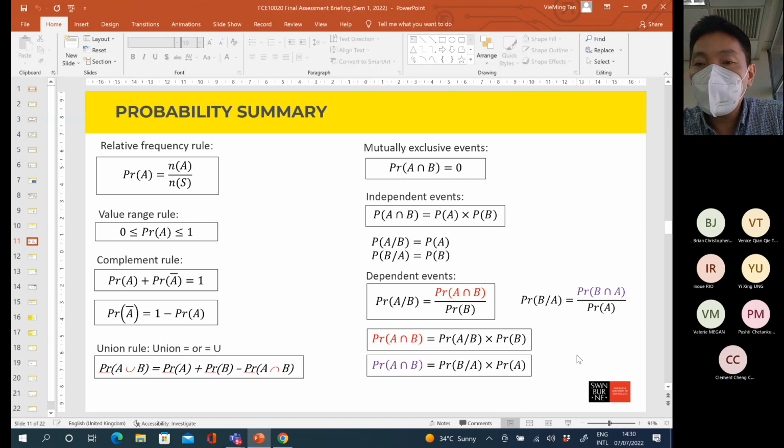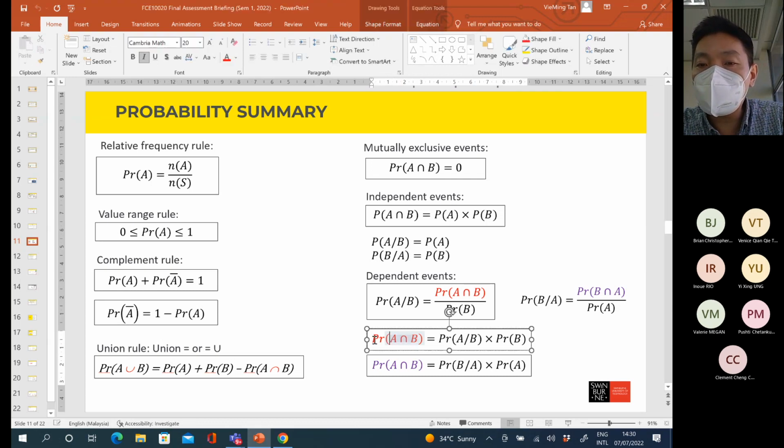So bear in mind, sometimes the question may ask you to calculate probability of A intersect B for a dependent event question. So what you can do is just transpose this formula by moving P(B) to the left-hand side, where it becomes multiply. So you'll get this.